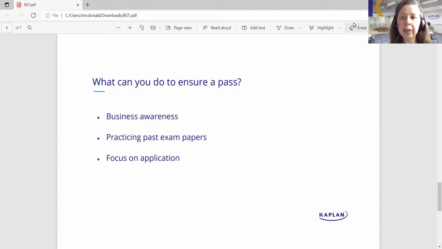And finally, the focus of this paper is on application. We already said that many of the knowledge aspects of the paper you're already familiar with. So what the examiner wants you to do at this stage is to relate your ideas to the specific issues the organization in the exam is facing, and therefore application is key to success.